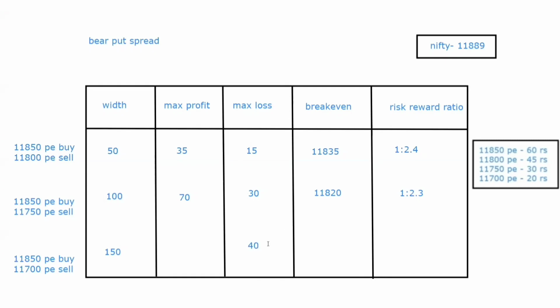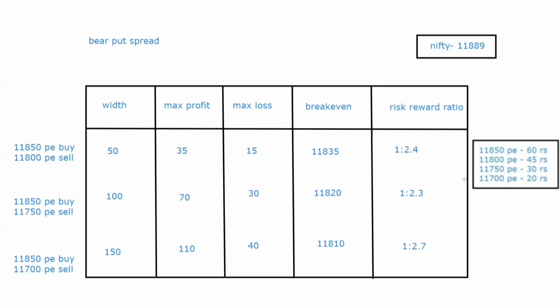Hence the maximum loss is 40, right? And now the maximum profit over here is the width minus loss. Width is 150, loss is 40. 150 minus 40 is 110, right? Maximum profit is 110, right? And now the break even, higher strike minus debit. Higher strike is 11,850 and debit is 40. 11,850 में से 40 को minus करो, 11,810. Simple, right? And now the risk reward over here is 40 is to 110, which comes to 1 is to 2.7 approximately.